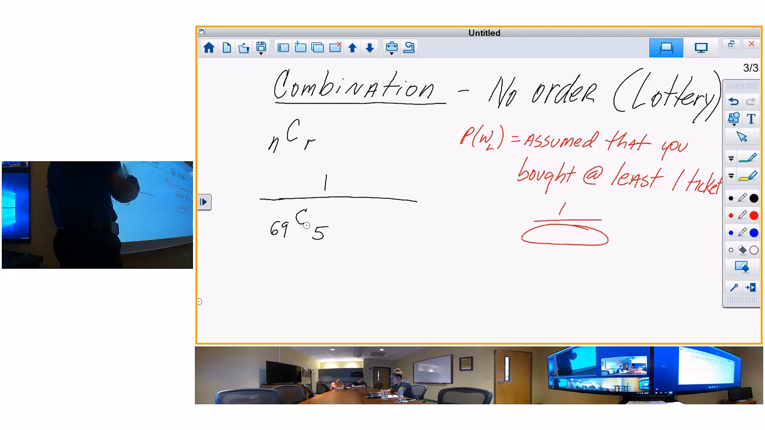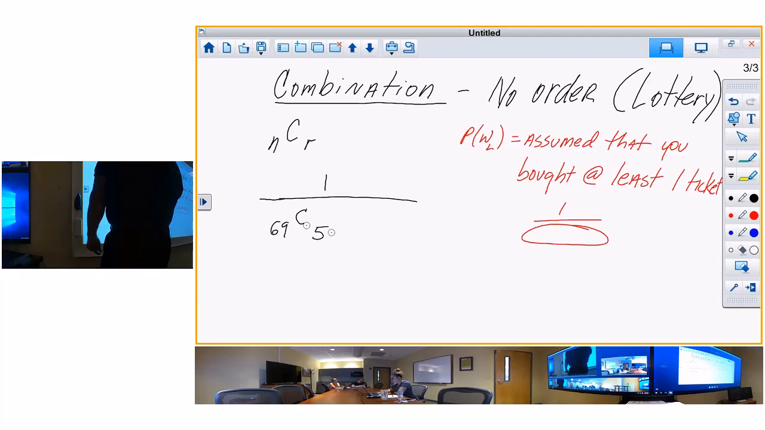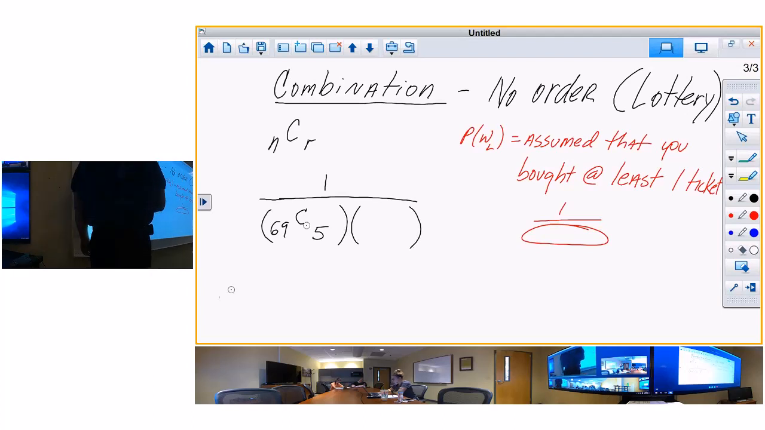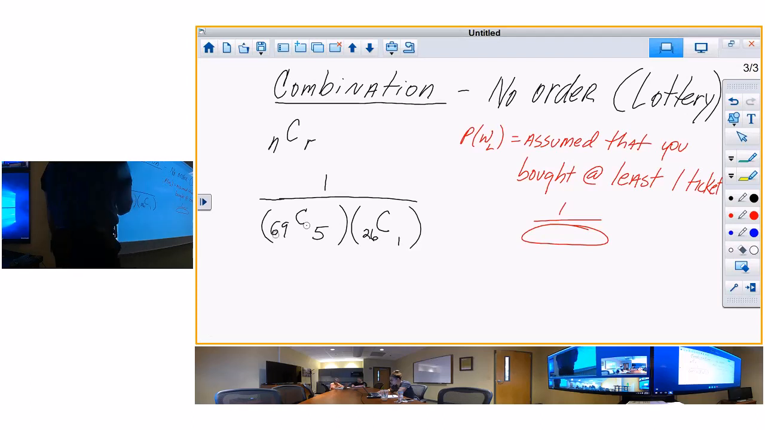Everybody with me? Okay, and then multiply that by, what's the second part of it? You've got one ball with how many numbers? 26 numbers. N-C-R, combination. And that's the answer.